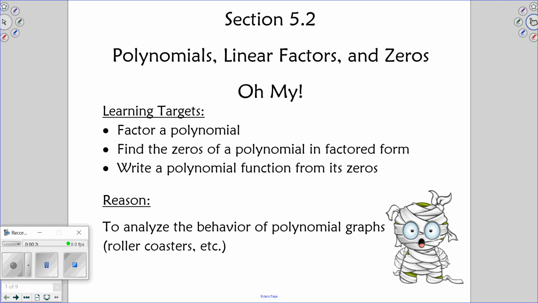Okay, so for today, we have factoring a polynomial. Do we know how to factor? You should know how to factor by now. Finding the zeros of a polynomial. Can you find the zeros or find the answers? If you have factored it, do you know how to solve them? Yes. And then Monday, we're going to do the write a polynomial from its zeros.